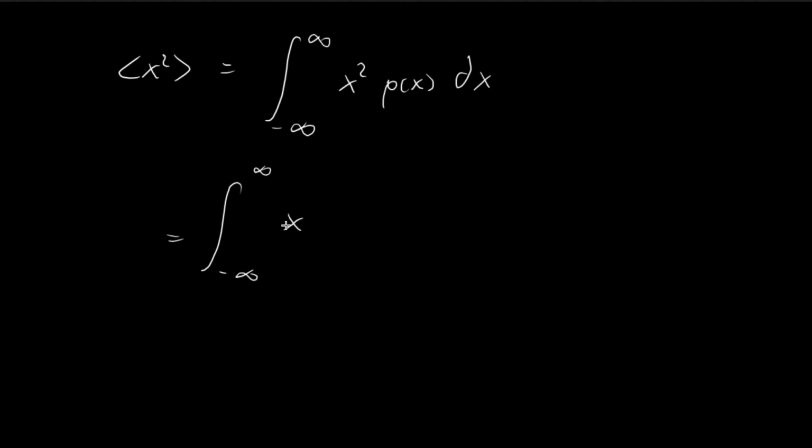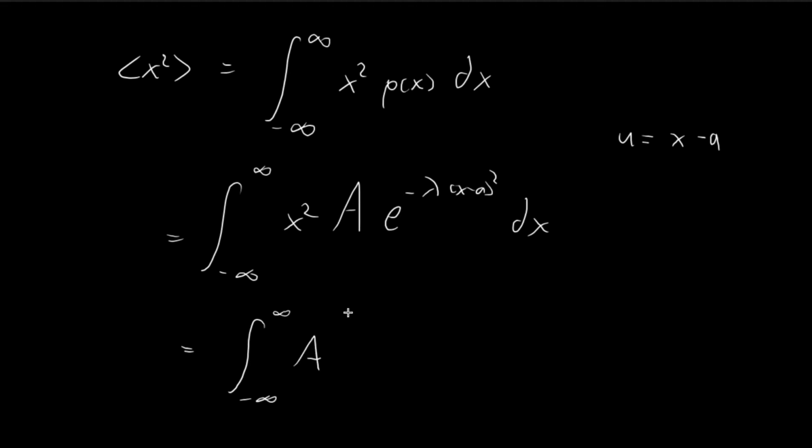Now the next thing we want to find is the expected value of x squared. By definition, this is just equal to the integral of x squared multiplied by the probability density function. So we go through a similar process. We substitute in the expression for the probability density function, and then I'll apply the same substitution. Once again, the bounds don't change. We have capital A, x squared just becomes (u plus a) squared, and this e term becomes e to the power of negative lambda u squared, and then dx just becomes du.